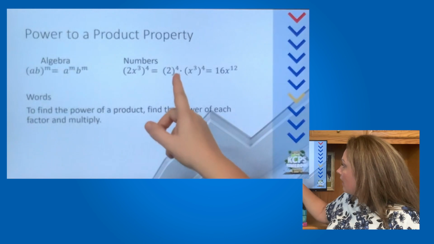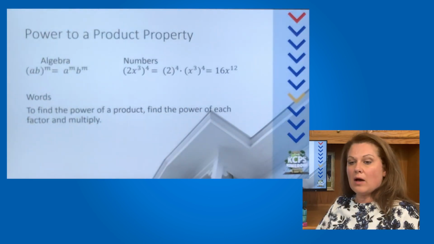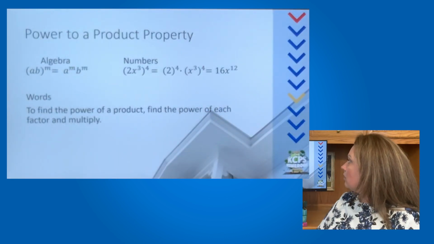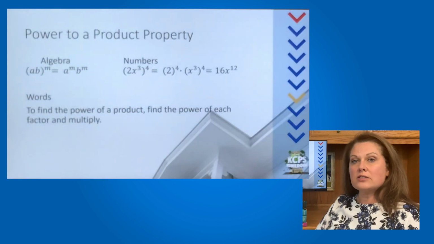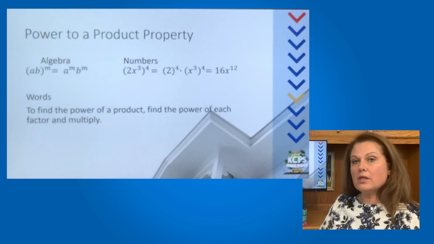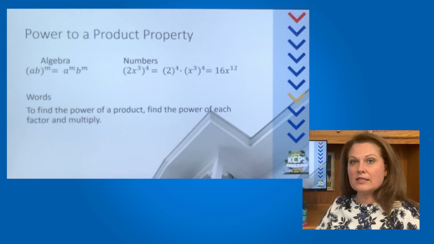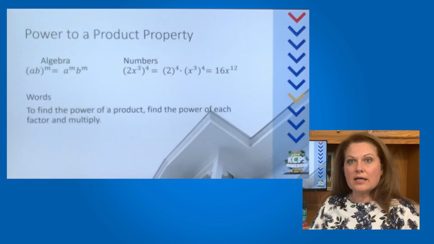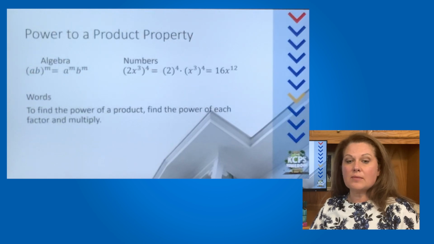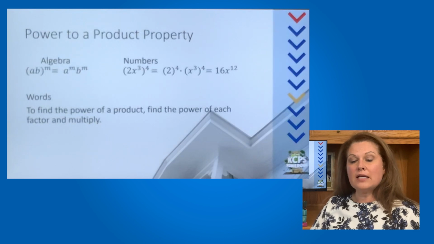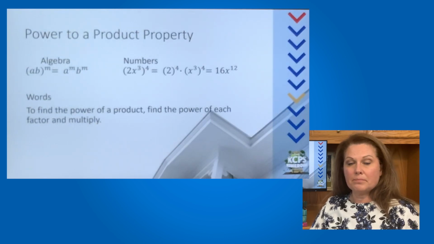So we're going to figure out the product of 2 to the 4th power, that happens to be 16. I'm going to use my power of a power property for x to the 3rd times 4. That's going to be x to the 12th. So my final simplified answer is going to be 16x to the 12th. Now what that sounds like in words is something like this: to find the power of a product, find the power of each factor and multiply. Let's take a look at another example.